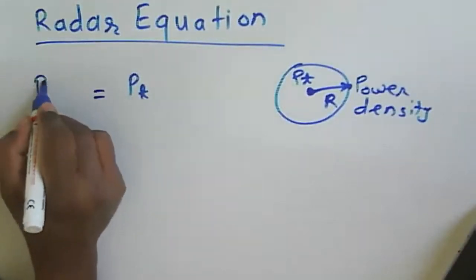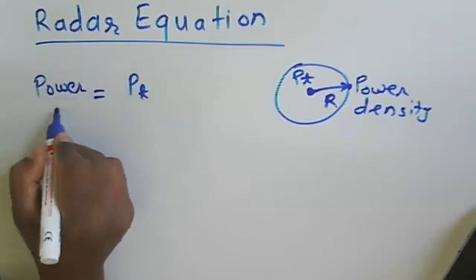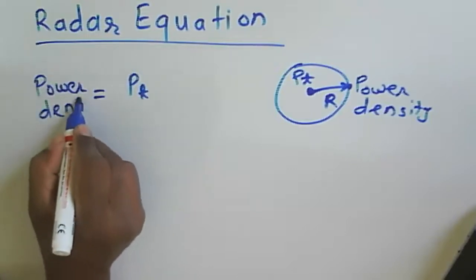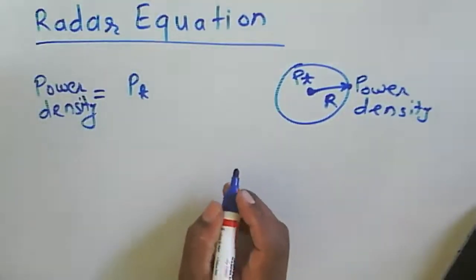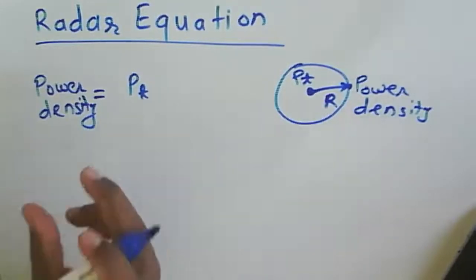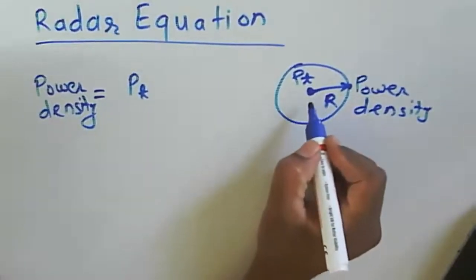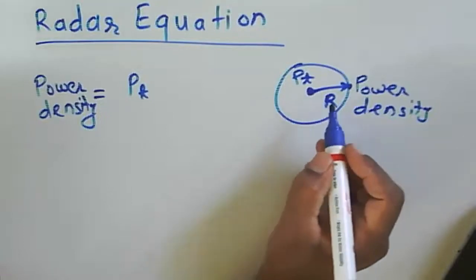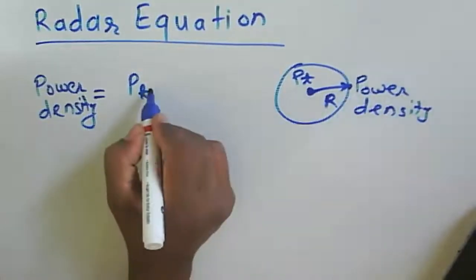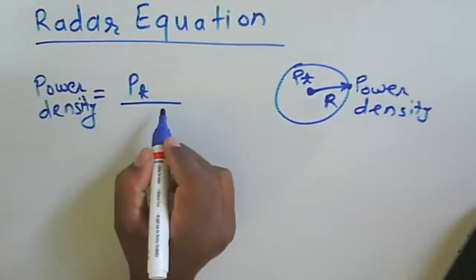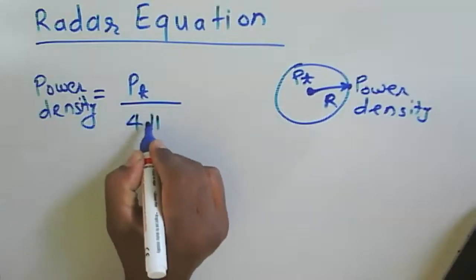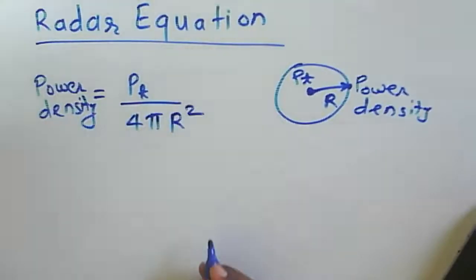So we can write the power density by an isotropic radiator, or isotropic antenna, at a distance r. It will be equal to Pt divided by 4 pi r squared.